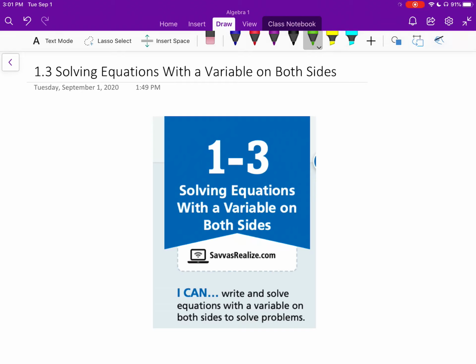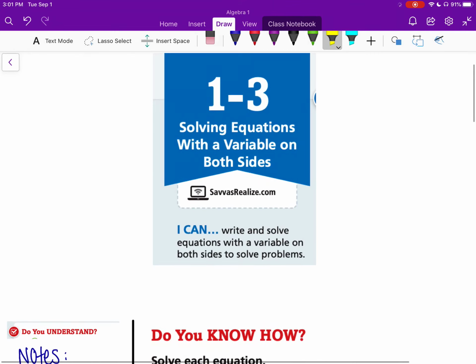This is video notes for section 1.3 of Algebra 1, solving equations with a variable on both sides. Your learning target that you will be graded upon for 1.3 is: I can write and solve equations with a variable on both sides. You should be following along in your student companion.